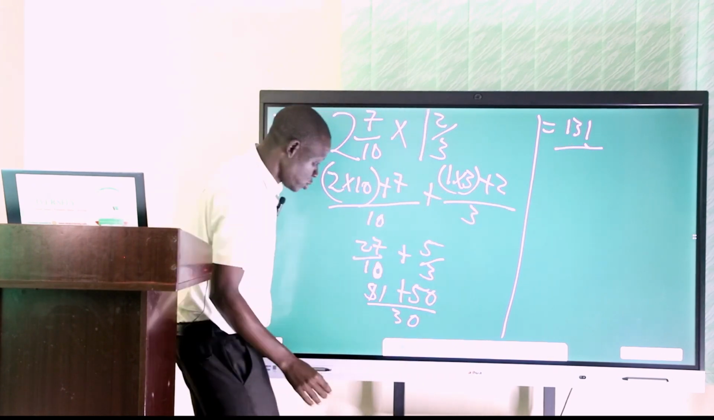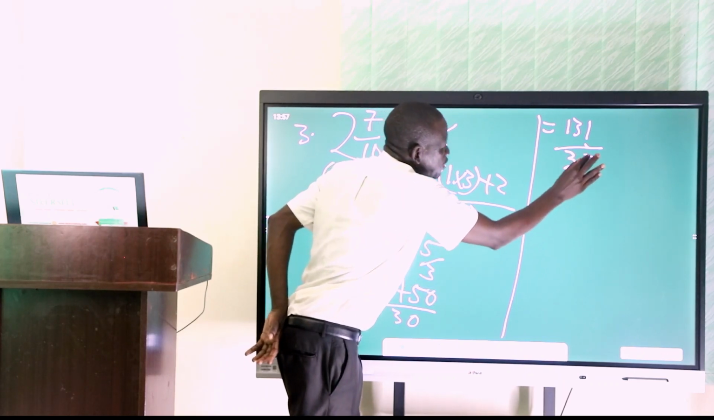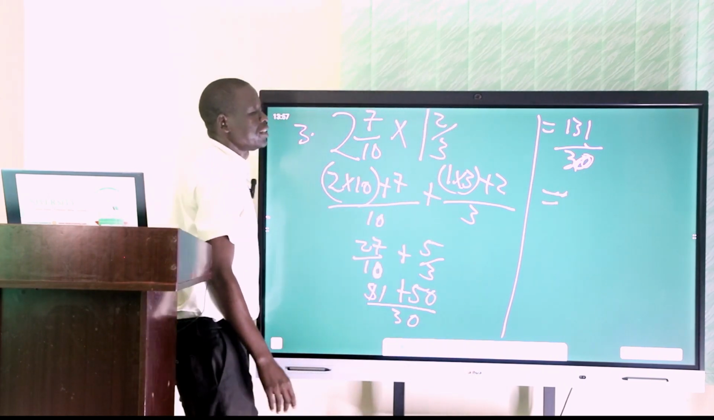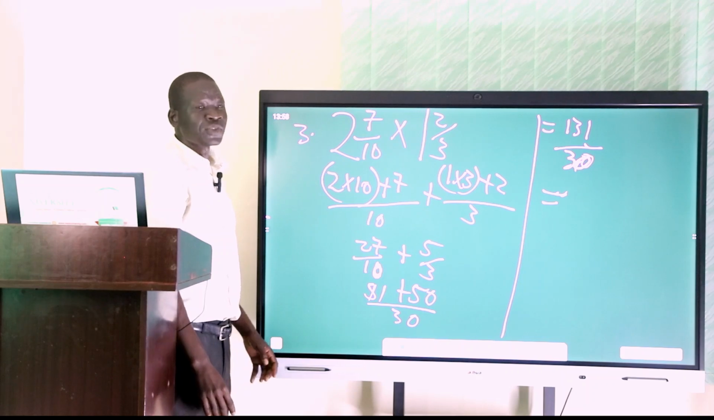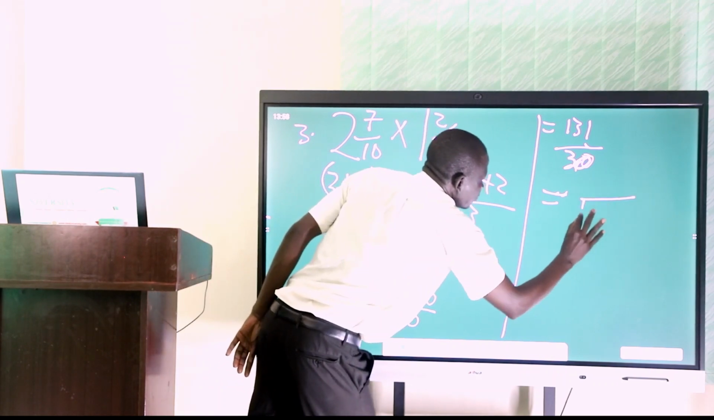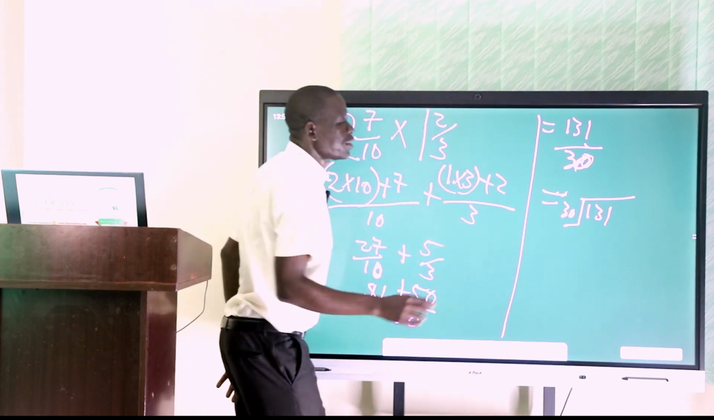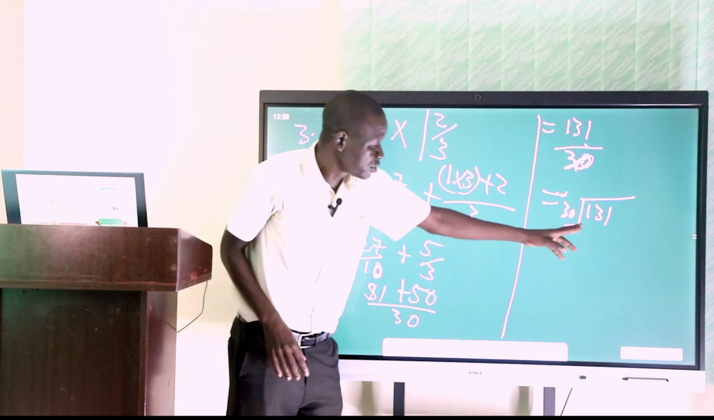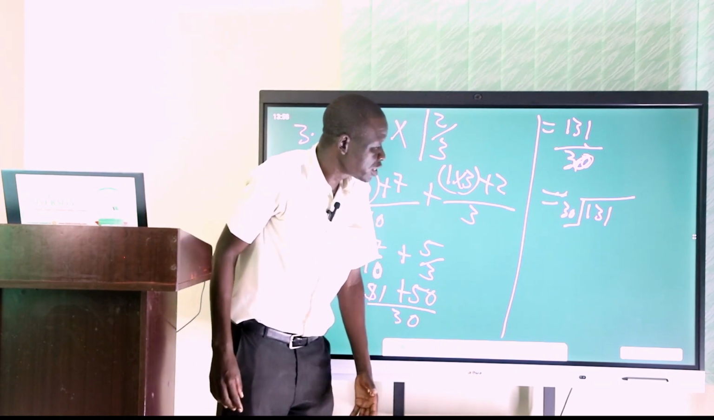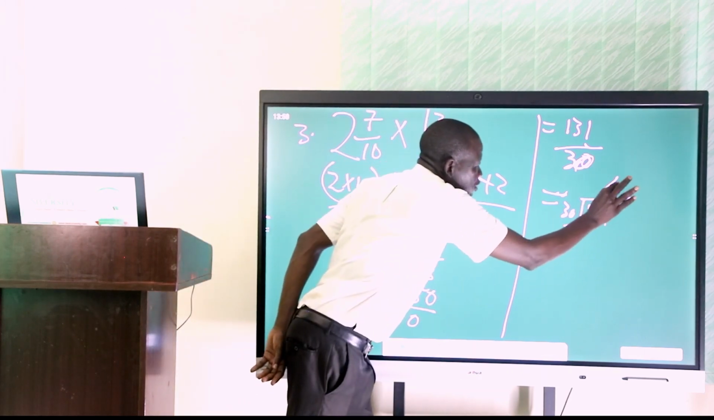131 over 30. So 131 divided by 30. Here we use what we call the long division method, whereby we write 131 here and then divide it by 30. So 131 divided by 30 goes how many times? We can say that it goes 4 times. So we write the 4 here.